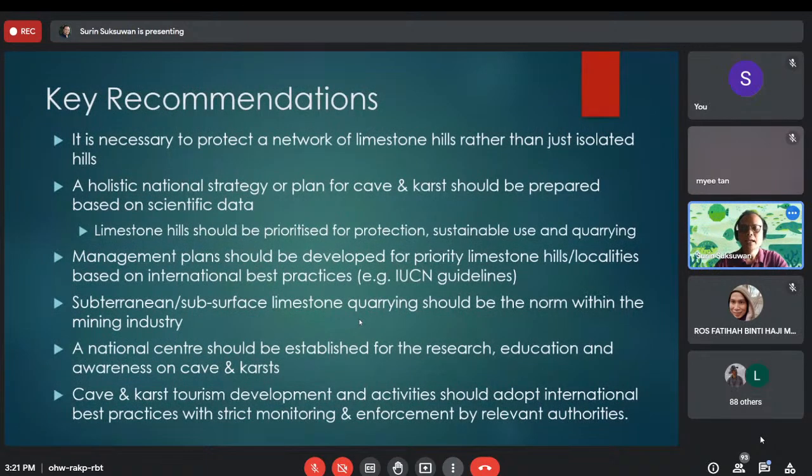Yeah. And we should have a national center for the research, education, and awareness on cave and karst. This is something that MCKC as an organization is pushing for, and we are actually proposing Batu Caves as the location of this limestone center because it's near to KL, and Batu Caves actually happens to be the best studied limestone hill in Malaysia and has a high level of diversity and endemism. And finally, on the tourism side, these activities should be controlled carefully with strict monitoring and enforcement, and also following international best practices.